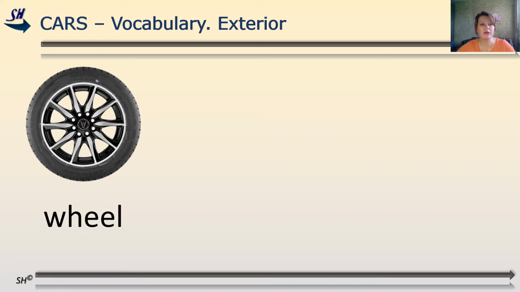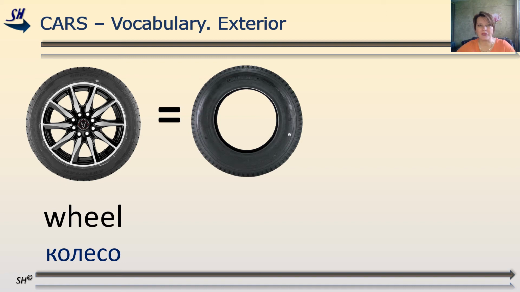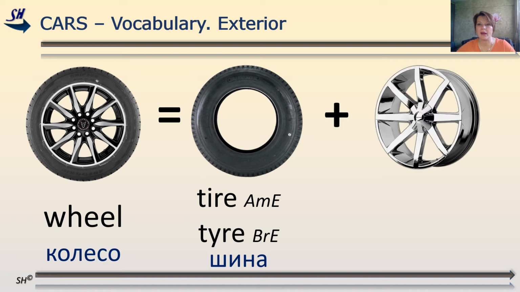So a wheel consists of two main parts. The rubber part of it is called a tire. Mind the spelling in American and British English. And the metal thing that can be kind of different design is called a hubcap. So a tire and a hubcap make a wheel.